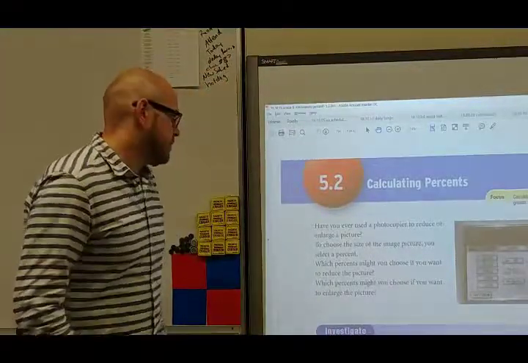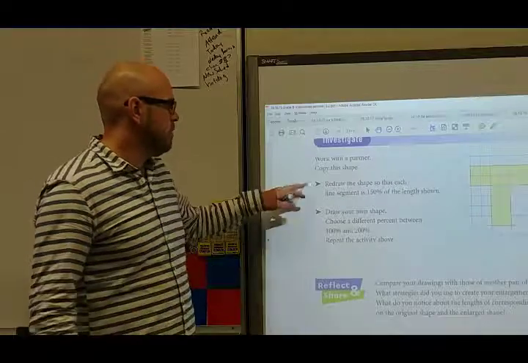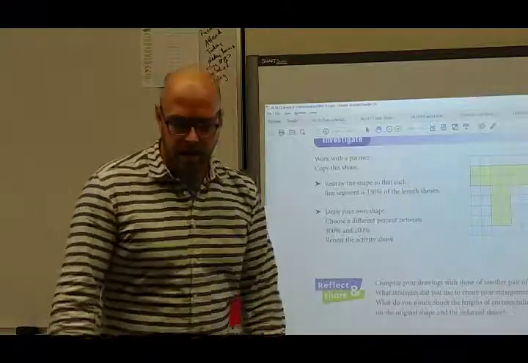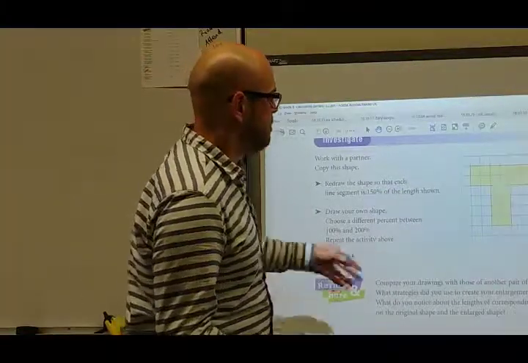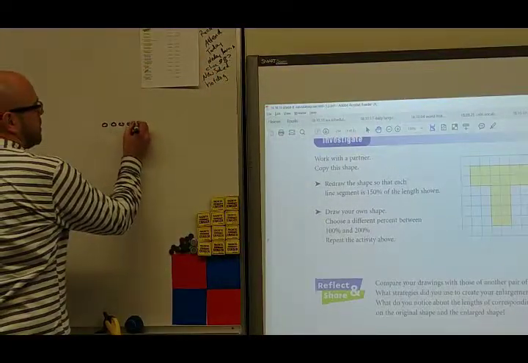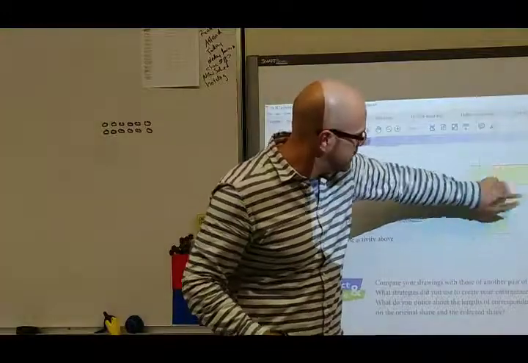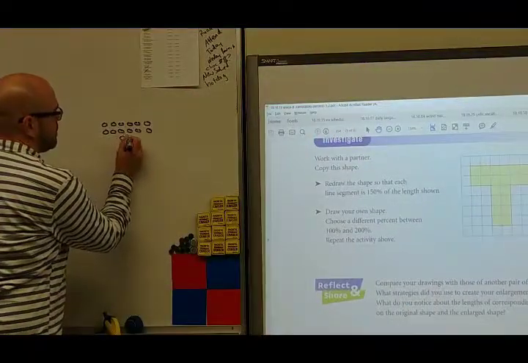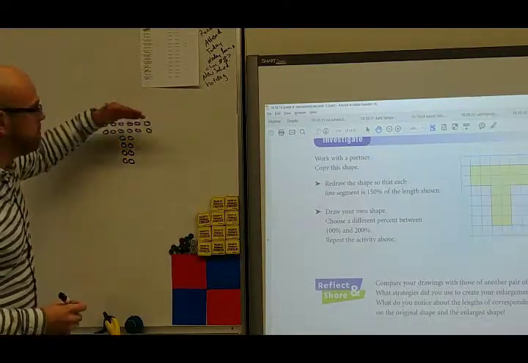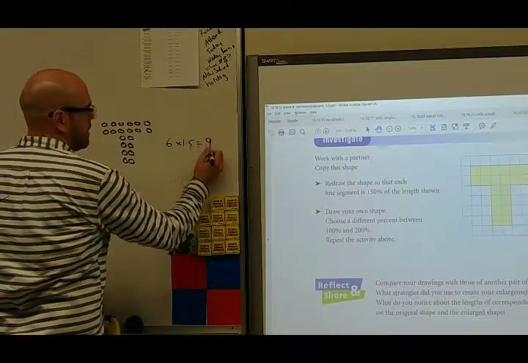Going through some of the examples. It starts off by saying, work with a partner, copy this shape. Redraw the shape so each line segment is 150% of the length shown. So I'm just going to do this in dots on the board. I can see it's 6 wide, because there were 2 rows of squares, and then 4 more beneath that. So if it's 6 wide, 150% of that is 9 wide.